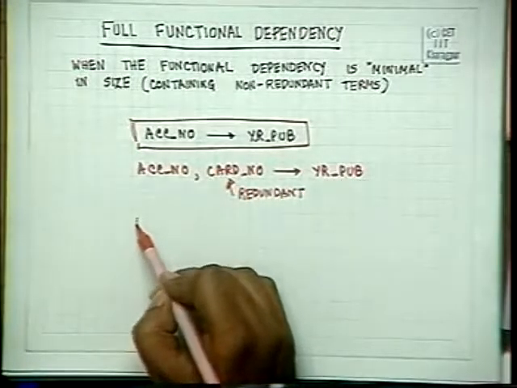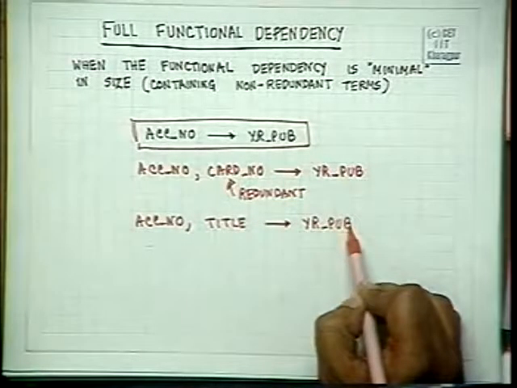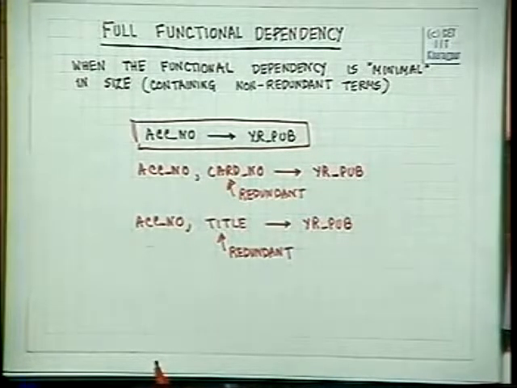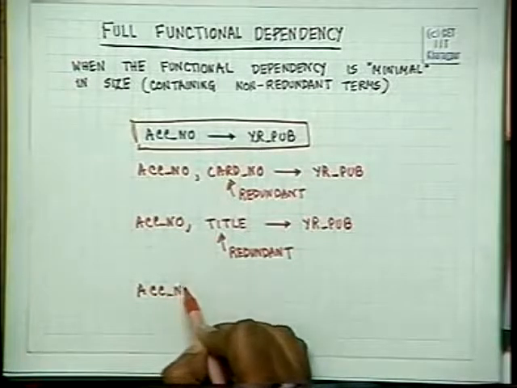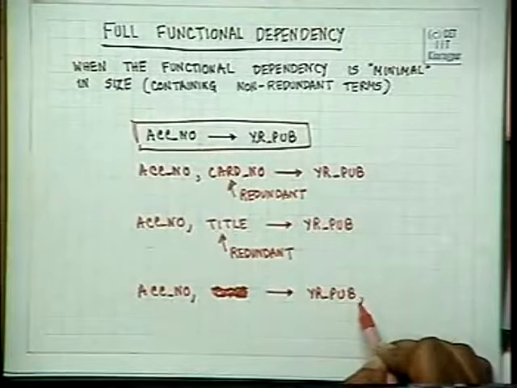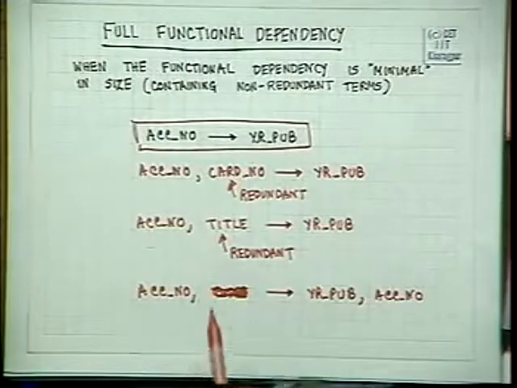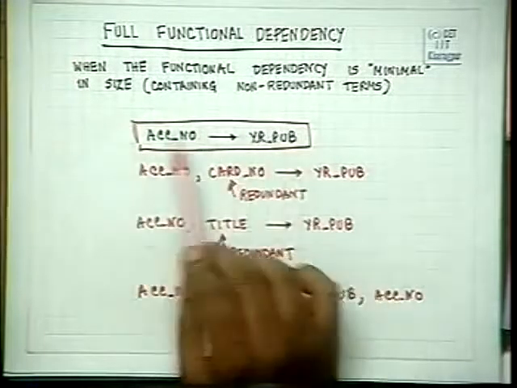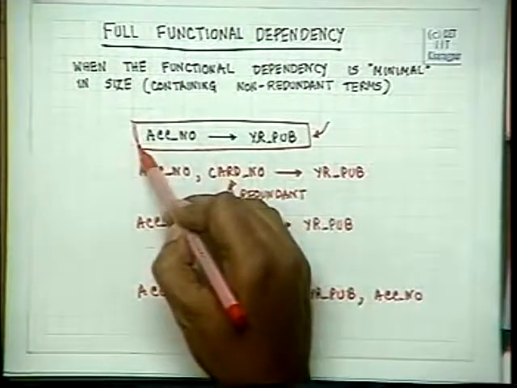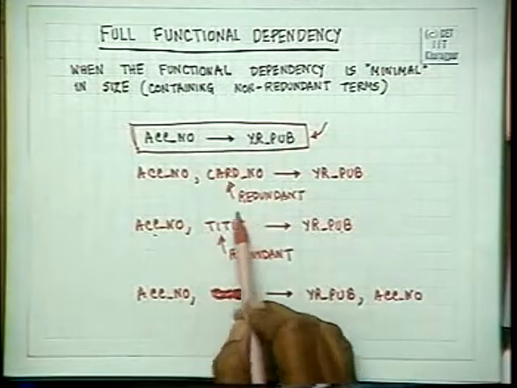And even if it holds in a particular relation and you write down accession number comma title to year of publication, here also title is redundant even though all of them are in the book relation. I can also write down accession number comma title, year of publication, sorry, accession number year of publication comma accession number. Even this is redundant. So a full functional dependency is that when it does not contain any redundant attributes. We will have to understand the concept of redundant attributes in two different ways. Firstly, an attribute may be redundant by itself because accession number gives year of publication. Therefore, accession number title year of publication is directly, we can say title is redundant.